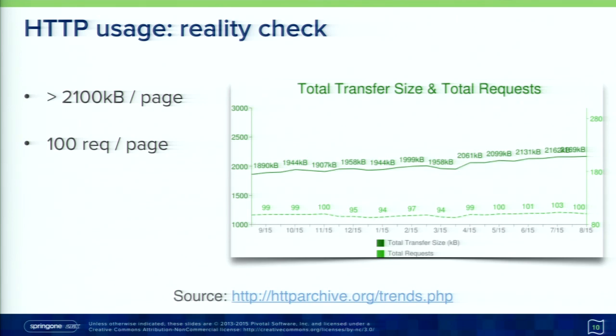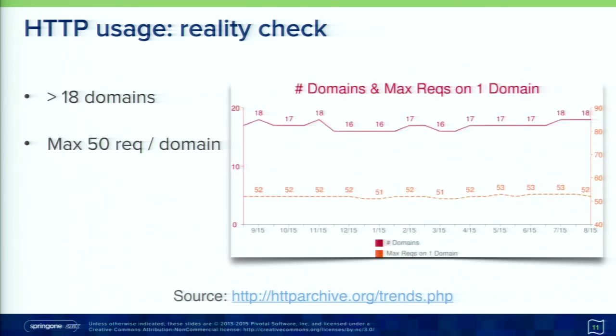But if you look at the situation nowadays, that's a screenshot from the HTTP Archive. Basically, you can see that modern pages tend to be bigger than 2 megs and to have more than 100 requests per page. So that's reality. We can't really work around this. We're trying with domain sharding and many things, but that's reality. And again, we tend to have more or less 18 domains per page and 50 requests maximum per domain.